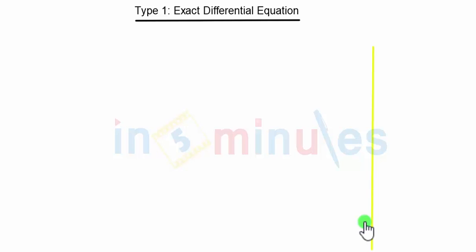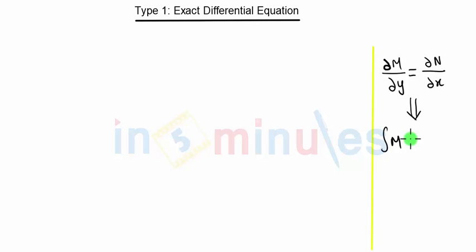In this video we are going to see the problem on exact differential equation. We know that a differential equation is exact when partial differentiation of M with respect to y is equal to partial differentiation of N with respect to x. Then its solution is given by integration of M treating y as constant plus integration of N neglecting terms which have x, equal to constant. So this is the solution. Basically we need to perform only these two steps.